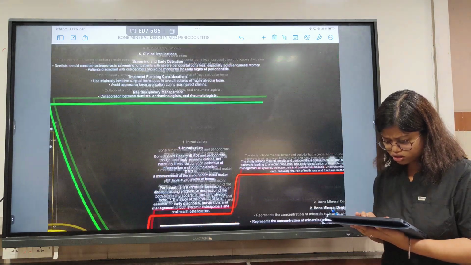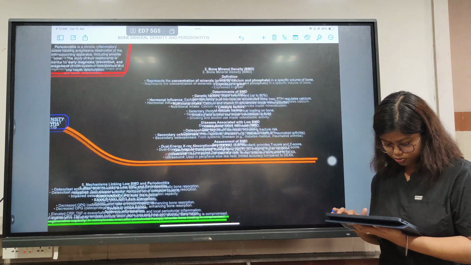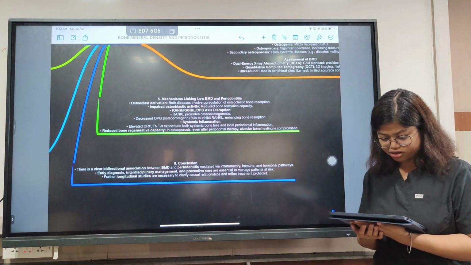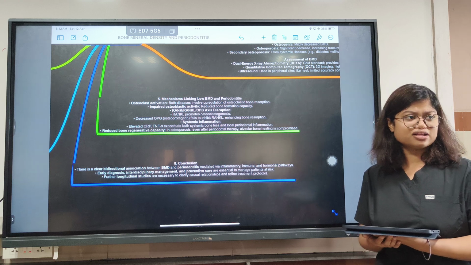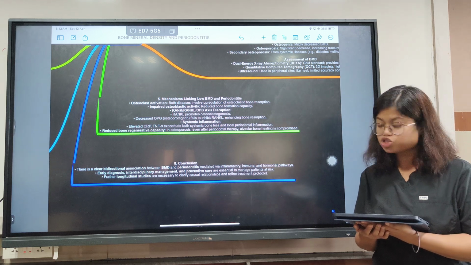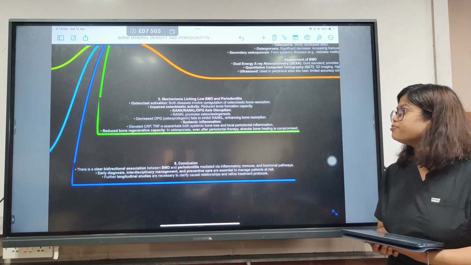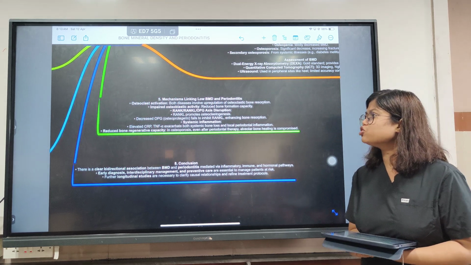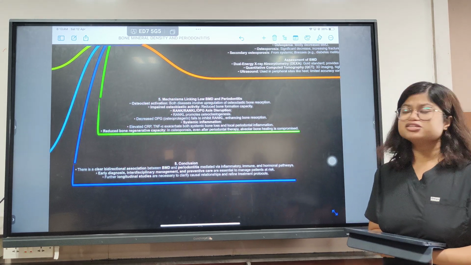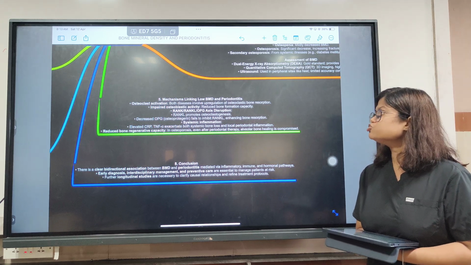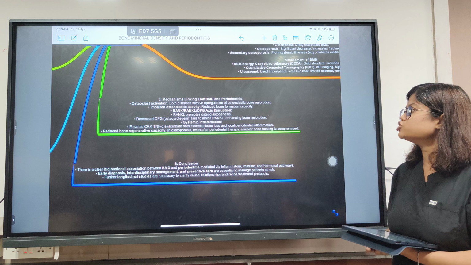So coming to the fifth topic, the mechanisms linking low BMD and periodontitis. What exactly will happen? What is the pathophysiology? Osteoclastic activation will be there. Both diseases involve upregulation of osteoclastic bone resorption, along with reduced bone formation capacity in low BMD and periodontitis.